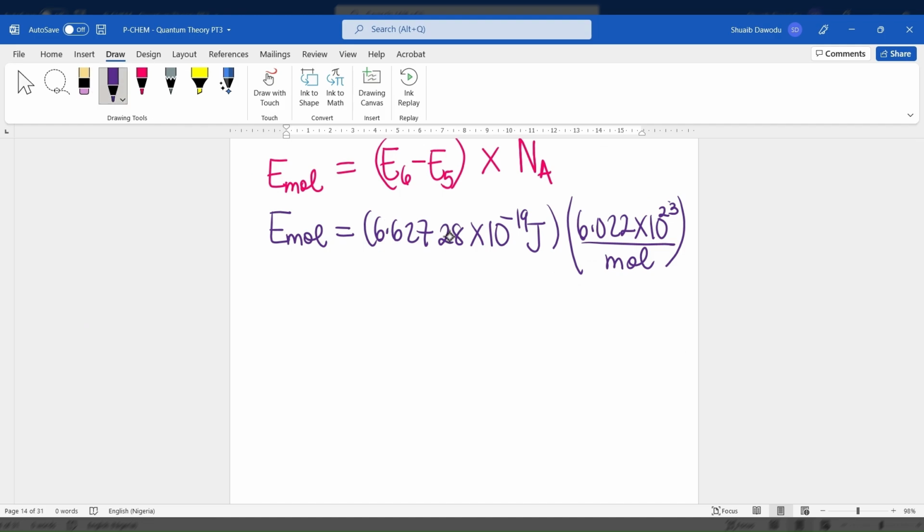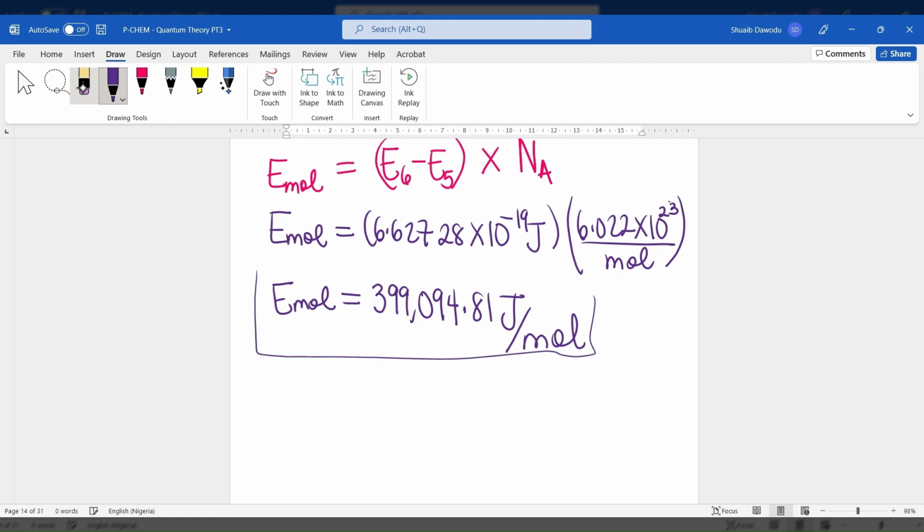So let's proceed. 6.62728 times 10 raised to the power of -19 joules times 6.022 times 10 raised to the power of 23 per mole is going to give you, when you input the information in the calculator, 399,094.81 joule per mole. So this is going to be our answer. But our work is still not done, right?